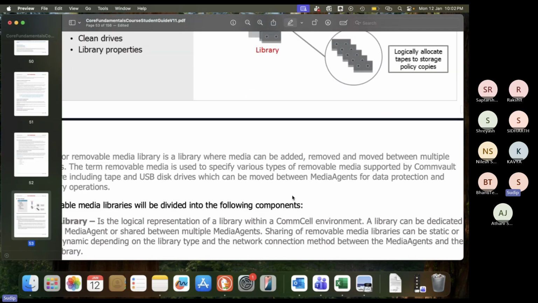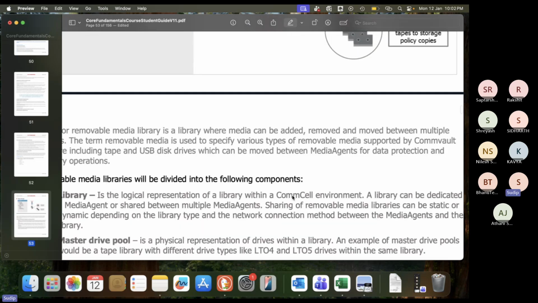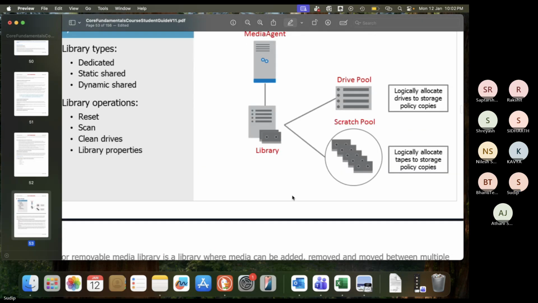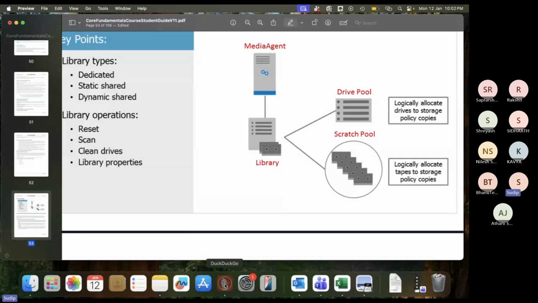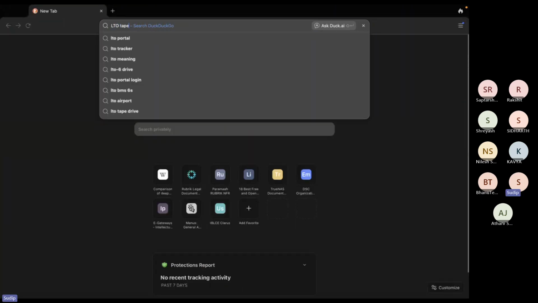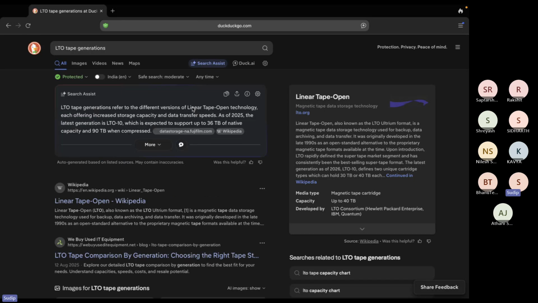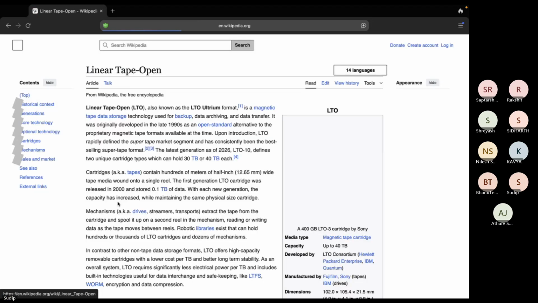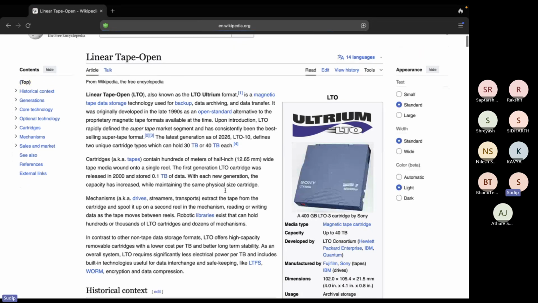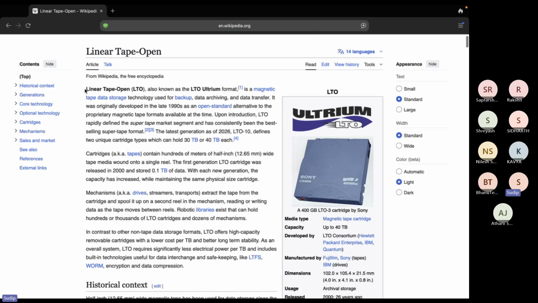The different generations of tapes are called LTO, for those who don't know. If you just search for LTO tape generations, you will find a Wikipedia page like this. As you see here, LTO stands for Linear Tape Open format.